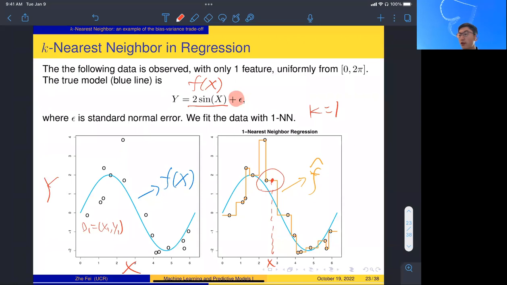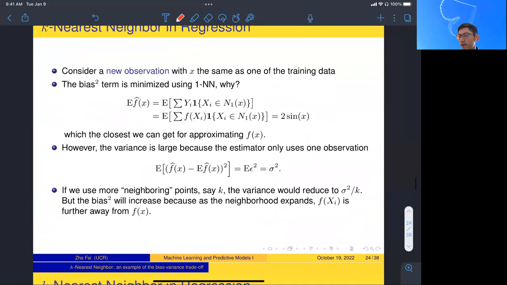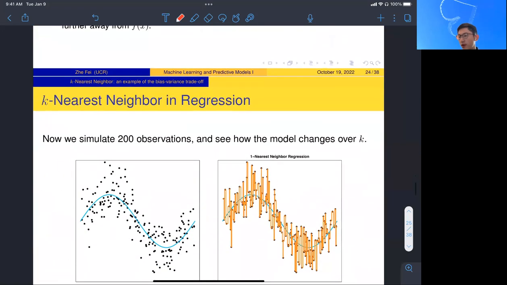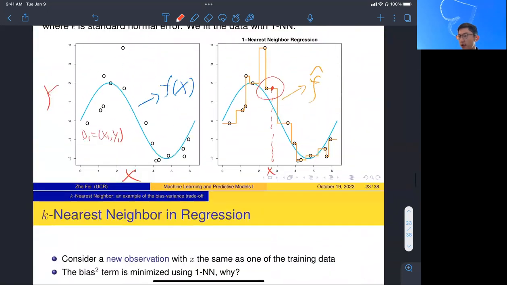So I do not think we are satisfied with this one nearest neighbor prediction, because it goes up and down, it's a step function. And for example, compare this orange curve to the true blue curve. We see discrepancy in certain values of x. So that is why we will consider different k values later.